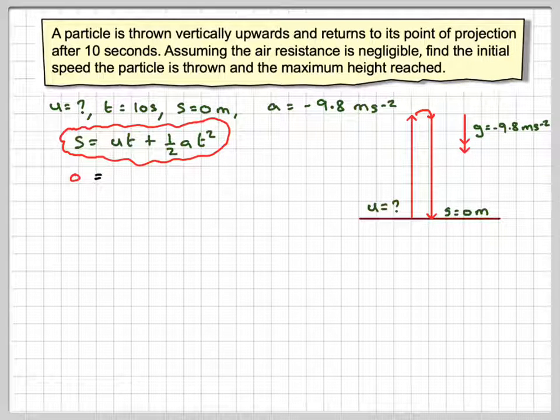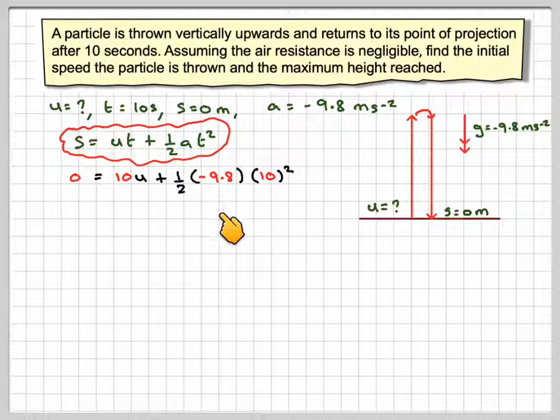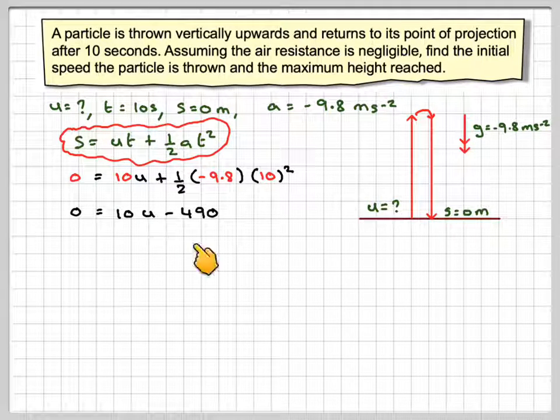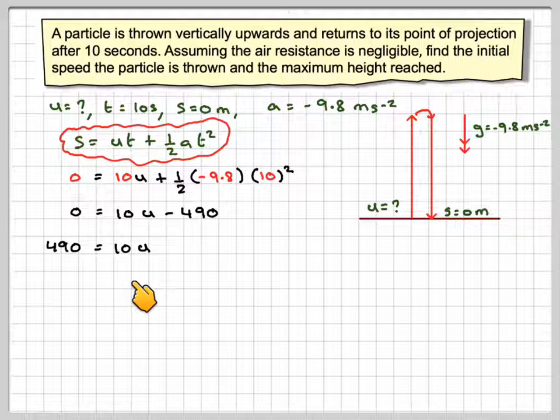So if we put 0 equal to 10U plus a half times gravity, which is minus 9.8 times 10 squared, we get 10U minus 490. 10 squared is 100. Half of 9.8 is 4.9. 100 times that gives you 490. It's minus. Therefore, 490 is equal to 10U, and therefore U is 49 meters per second.